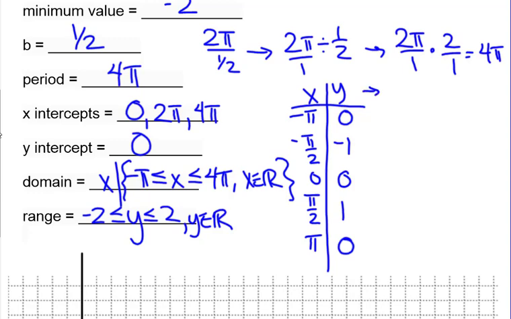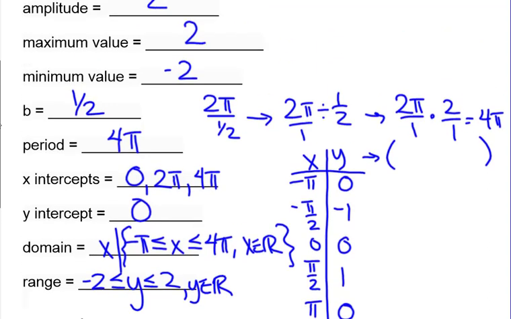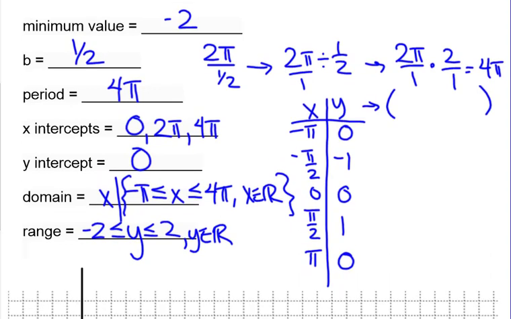And if we want to use our mapping notation, so for this question, we had an a value of 2 and a b value of 1/2. So, I mean, that's going to say 2x, we don't have a stretch, and 2y.